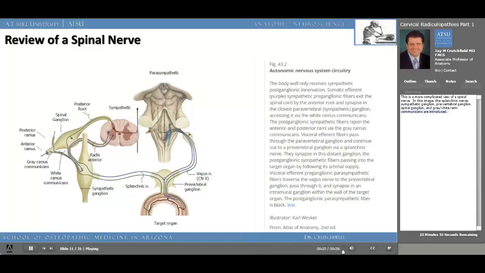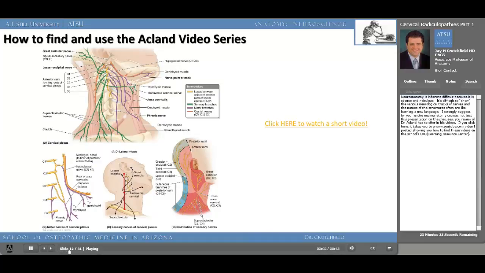Neuroanatomy is inherently difficult because it's somewhat obtuse and nebulous. It's difficult to really show the various neurological tracts of nerves, and the names of the structures often are like learning a new language. I strongly suggest for your entire neuroanatomy course, not just this presentation on the plexuses, but that you review all of Dr. Ackland's videos and all he has to offer in those videos.